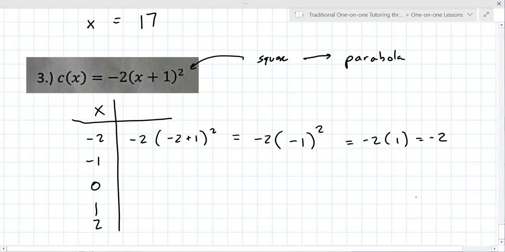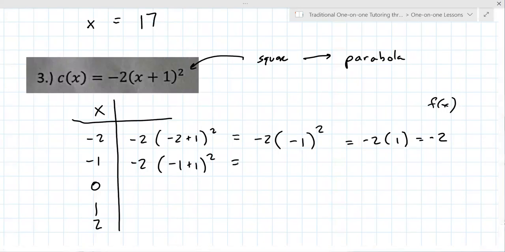So we got our answer all the way over here, which is fine. Okay. And we're going to do it again. So then -2 times (-1 plus 1) squared equals 0, and then just 0 overall. So that becomes 0.